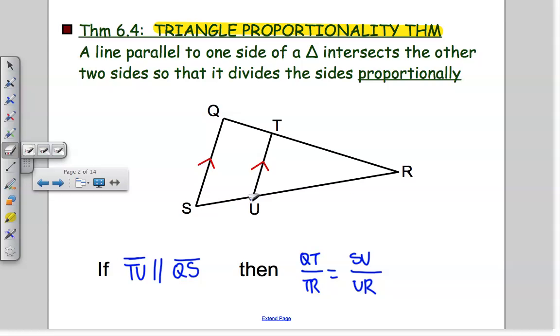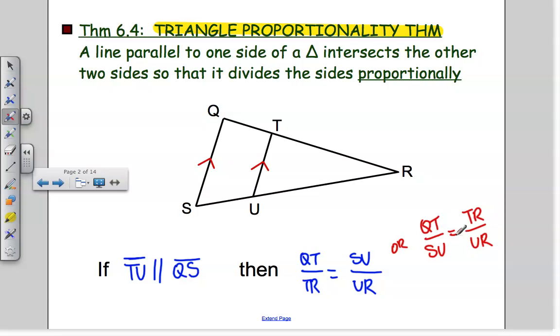You notice I wrote from this top side the short part to the longer part to the vertex. And then on the bottom side I did the short part, longer part to the vertex. You could also look at it this way and say I'm going to compare the short part up top, QT, compared to the short part here, SU, or the portions between the parallel lines. And then I can do TR compared to UR and look at the two portions of those segments that go from the parallel line to the vertex. So there are two ways to write this, but you notice it's the same exact way.